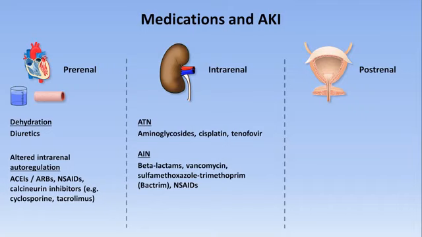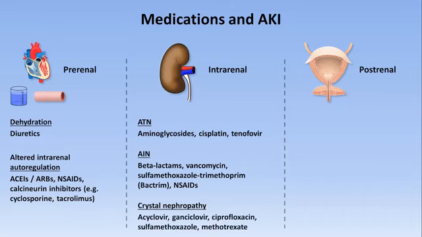The last main category of nephrotoxic drugs in the intrarenal category are those causing what's called crystal nephropathy, which is when a drug precipitates out of the urine and forms crystals, which can clog tubules and collecting ducts, and even form larger renal stones leading to downstream obstruction. Acyclovir is the most commonly cited culprit here, but this is also reported with ganciclovir, ciprofloxacin, sulfamethoxazole, and methotrexate. With all these drugs, risk of precipitation is related to dose, urine pH, and whether the patient is volume replete or deplete.